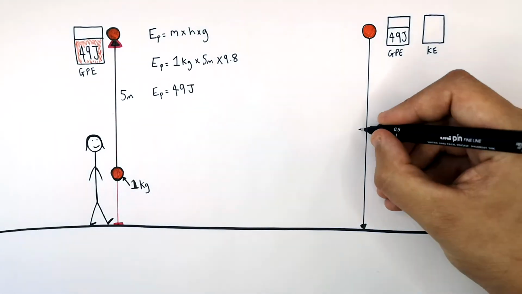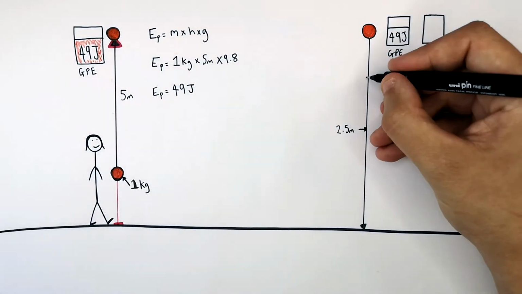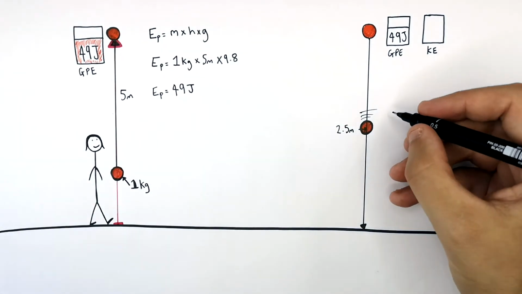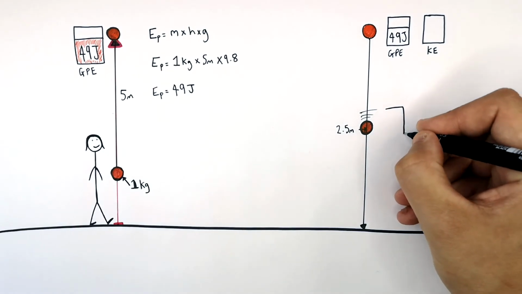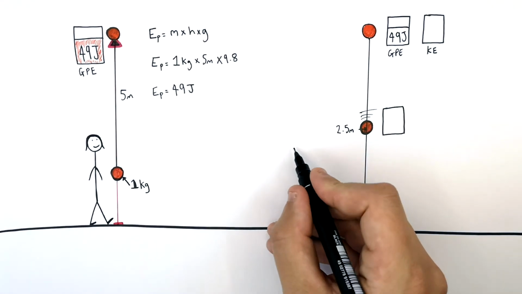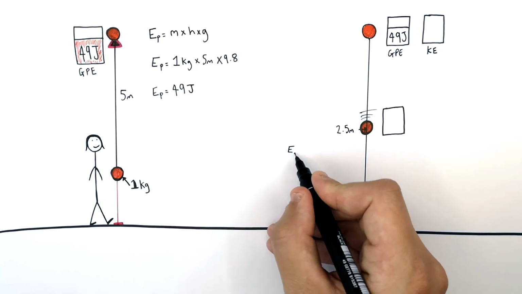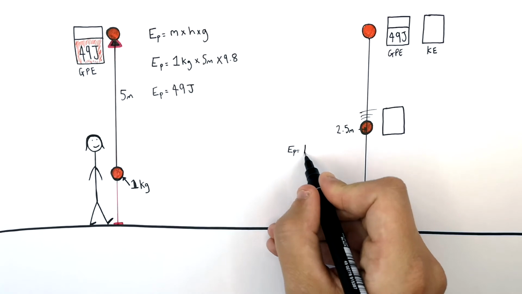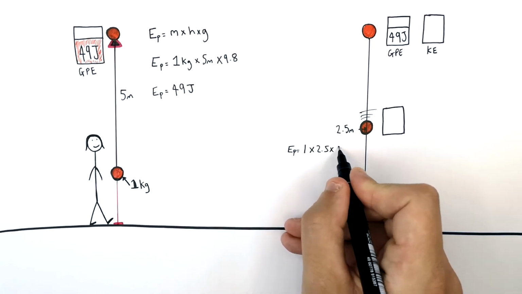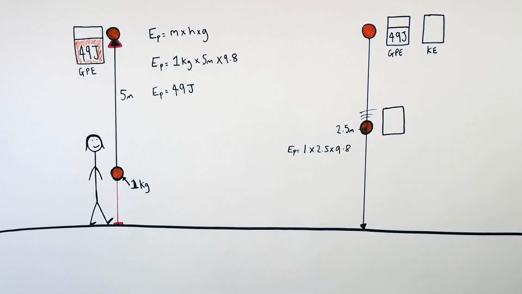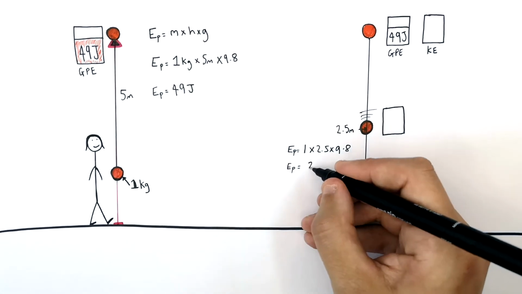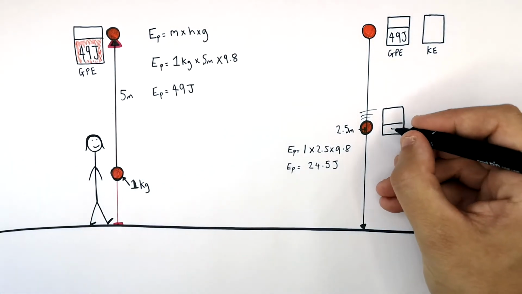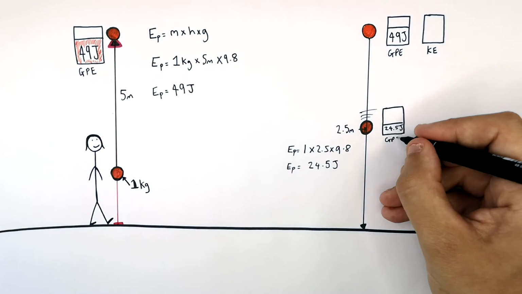So on the way back down, at 2.5 meters above the ground, the ball will have energy stored in its gravitational potential energy store. So how many joules of energy are going to be stored in its gravitational potential energy store? To recall the equation, gravitational potential energy equals mass times height times gravitational field strength. Substitute the numbers: 1 kilogram times 2.5 meters times 9.8 newtons per kilogram. That gives you 24.5 joules stored in its gravitational potential energy store.